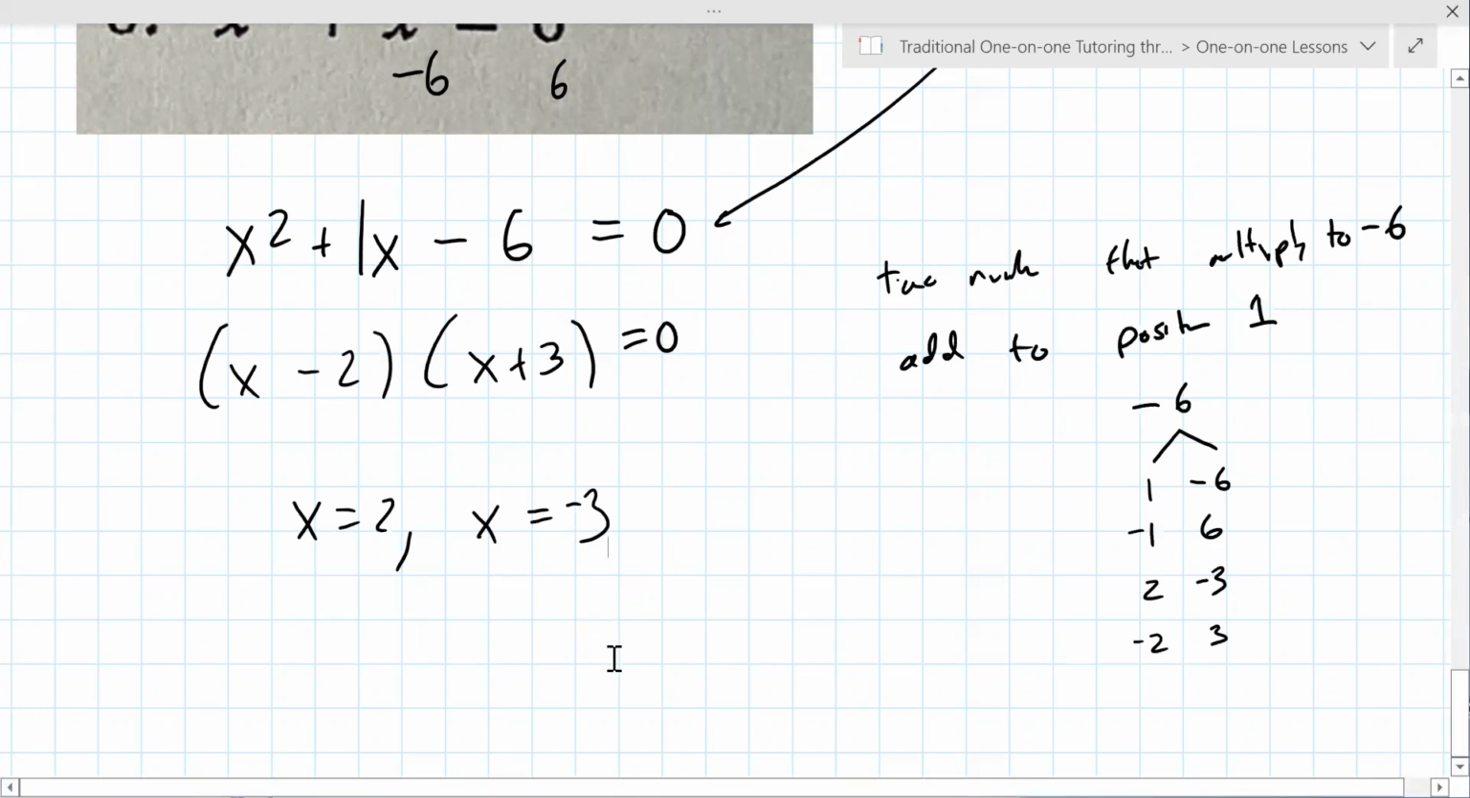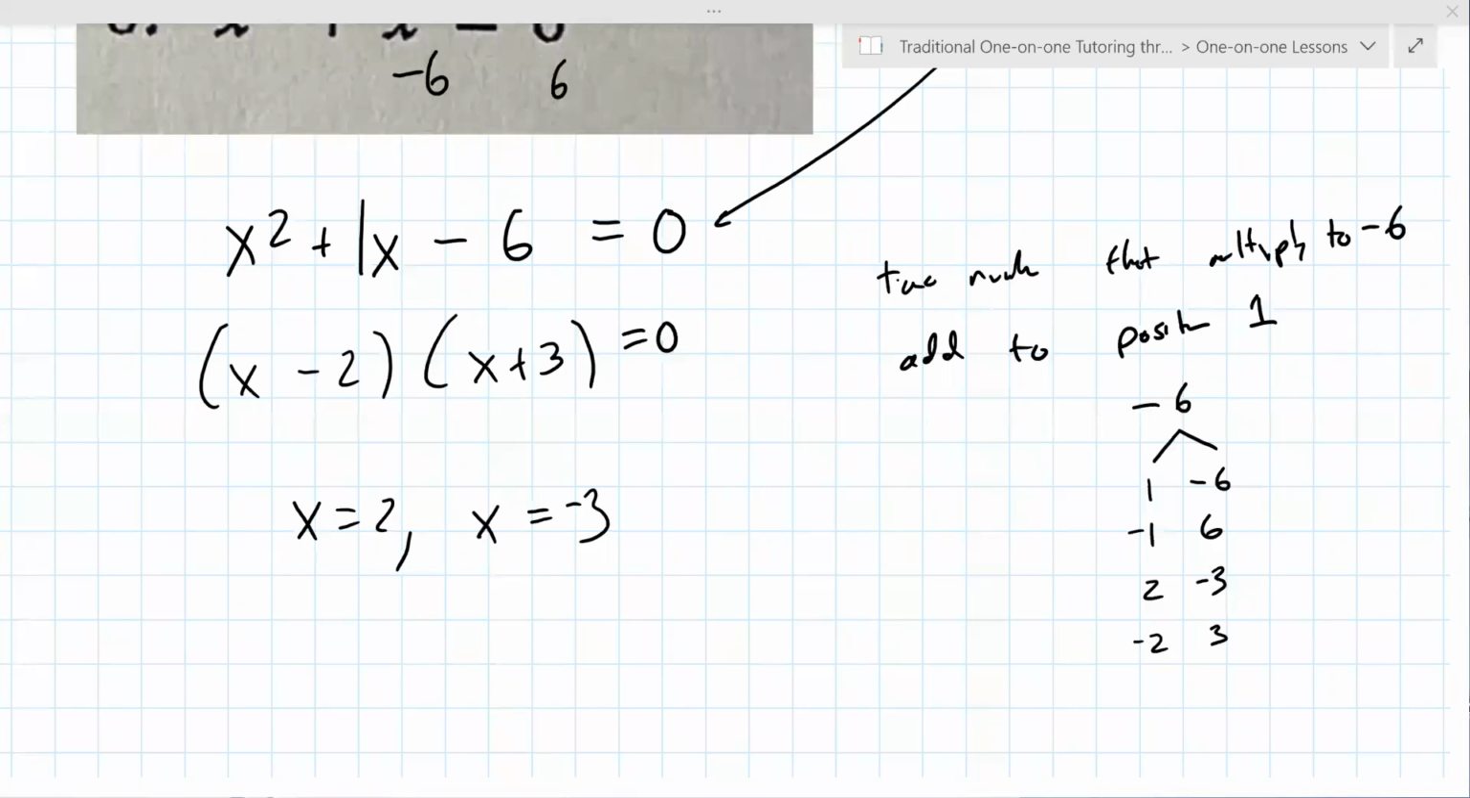All right, so that is it. Those are your answers, the two real solutions. Okay, so I'm going to move to 15, 16, and 17 now, if there's no questions on that.